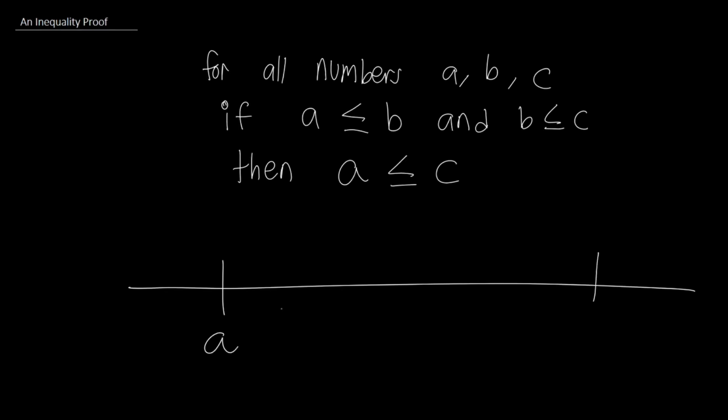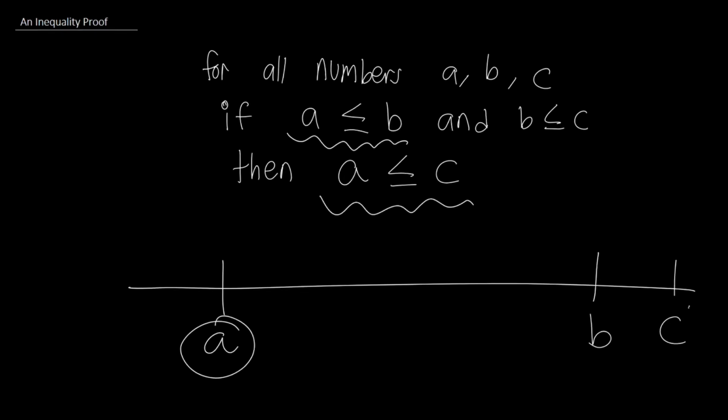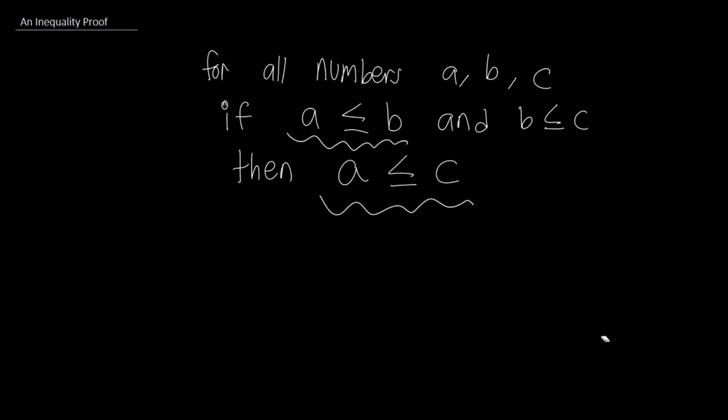So if you have a on one side and b on the other, then this thing is true because a is indeed less than b on this number line, and we have that b is less than c, so c should be somewhere around here. And well, it's pretty obvious that a is less than c, so pretty straightforward, easy proof. But let's try to do it in a different way, with what we have learned with truth tables and equivalent statements and all that other stuff.